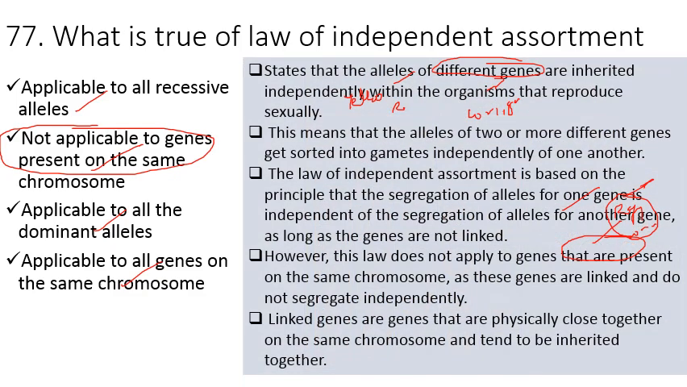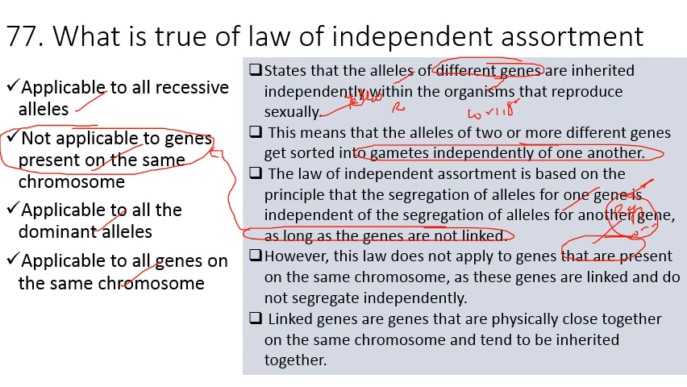This law states that alleles of different genes are inherited independently in organisms that reproduce sexually. This means that the alleles of two or more different genes get sorted into gametes independently of one another. The law is based on the principle that the segregation of alleles for one gene is independent of the segregation of alleles of another gene, as long as the genes are not linked. So this is the condition: the genes should not be linked, meaning they should not be present on the same chromosome.